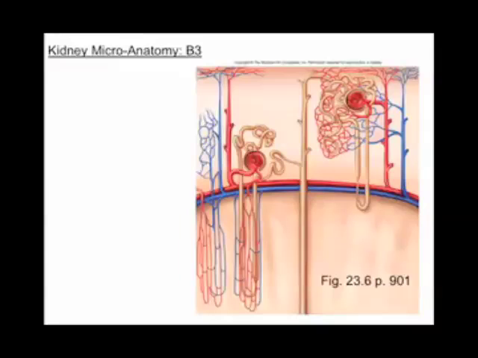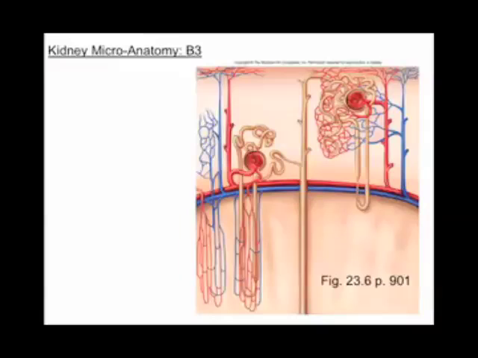Then we have what's called a catch basin. We have the structure that's going to be collecting everything that's filtered out of that glomerulus, and that's called the glomerular capsule, or the Bowman's capsule. If you imagine the glomerulus as a faucet, the glomerular capsule, or Bowman's capsule, is the sink. Collectively, they make up what's called the renal corpuscle.